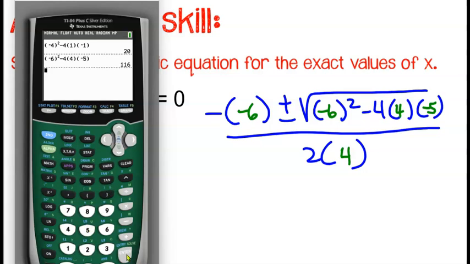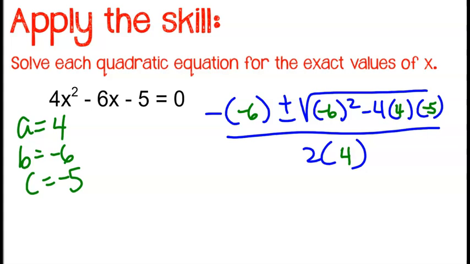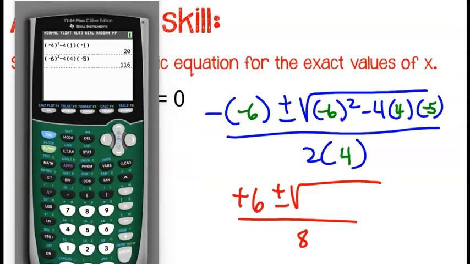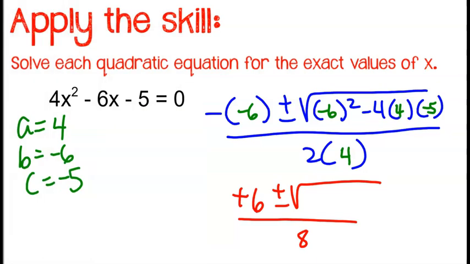Once I've computed the discriminant, I can rewrite this front value here. Negative 6 and negative 6 is positive 6. The plus or minus sign remains. The denominator can become 8. And then from our calculator, we got the radicand of 116.